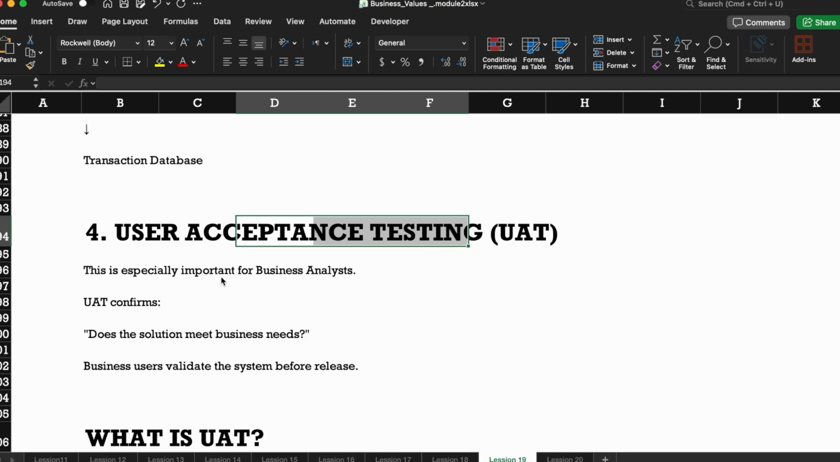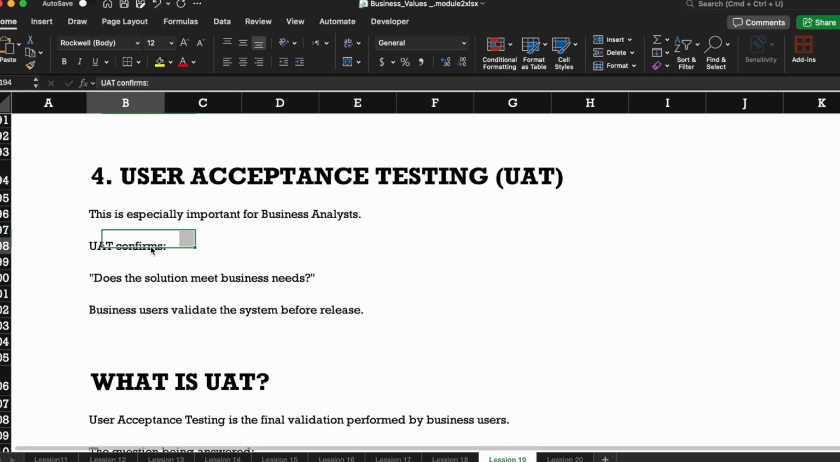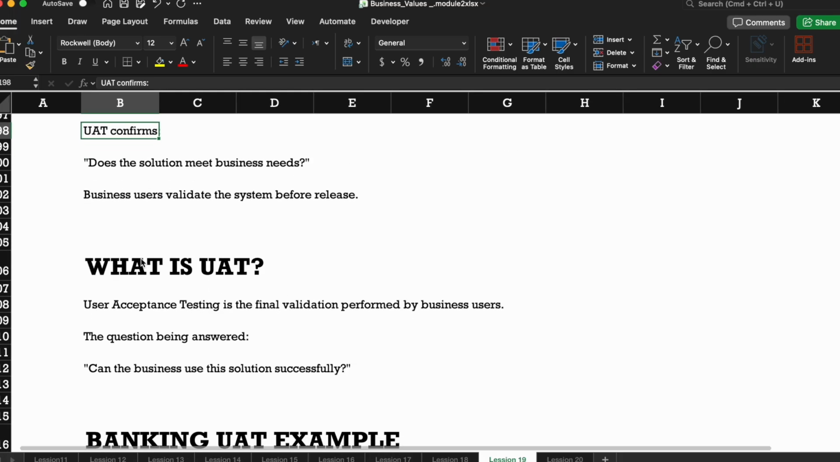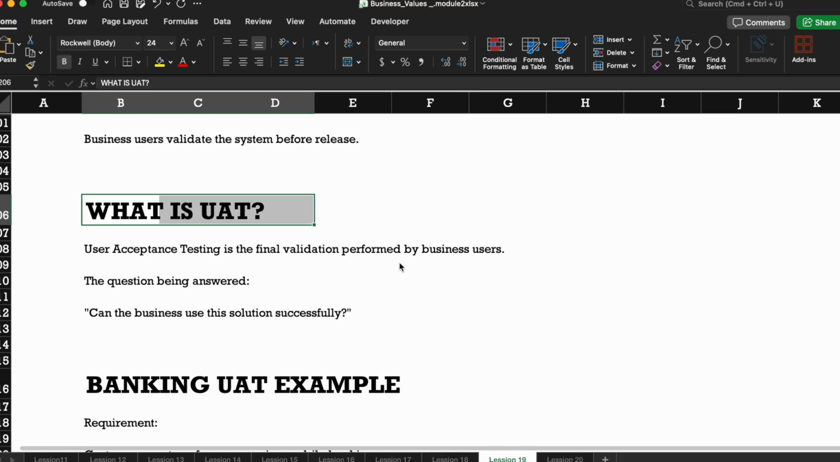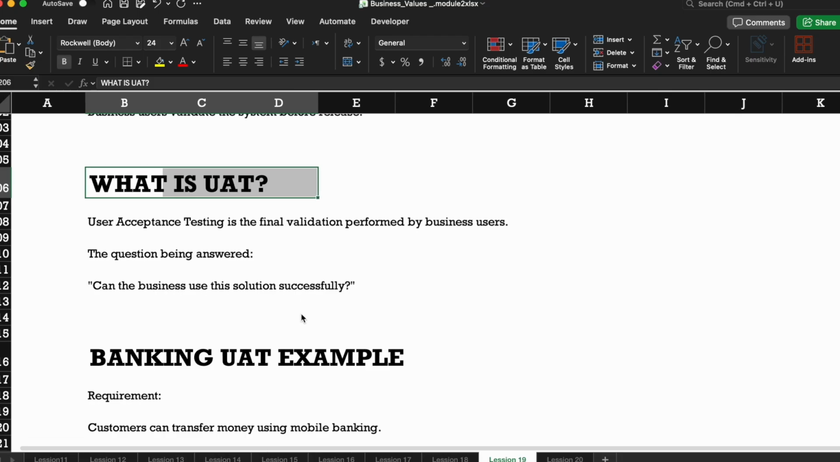This is specifically important for business, and UAT confirms the solution meets business needs. Business users validate the system before release. Okay, what is UAT? User acceptance testing is the final validation performed by the business users. The question being answered: can the business user use the solution successfully?